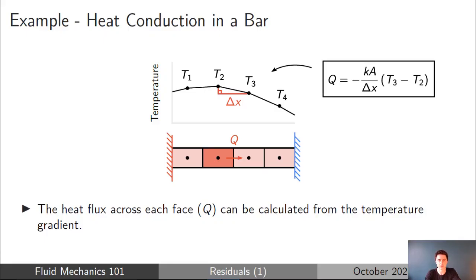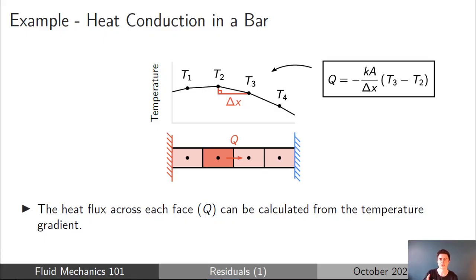In the example you can see here on the slide, if we wanted the heat flux across the right face of that cell, we would take the temperature difference across that face and then multiply that by kA over delta x. And just as a quick reminder, the minus sign is in there, of course, because heat flows in the direction of the negative temperature gradient. So from hot to cold, that's the direction that the heat flows in, which is the reason why you've got that negative sign in there.